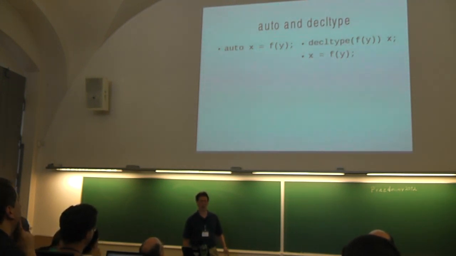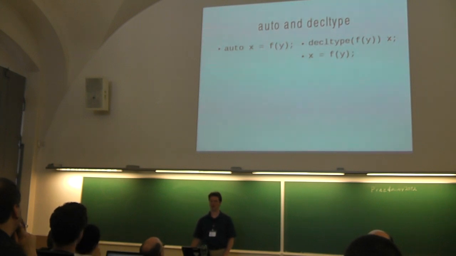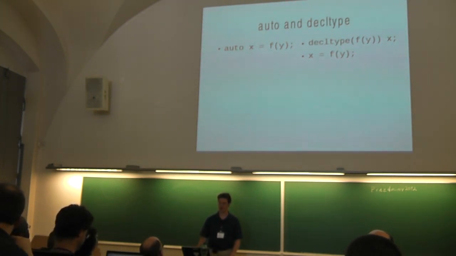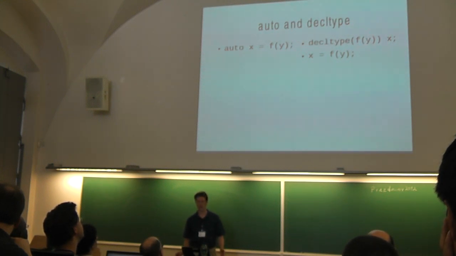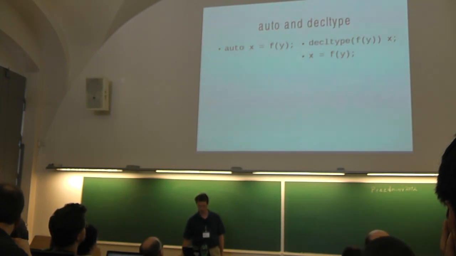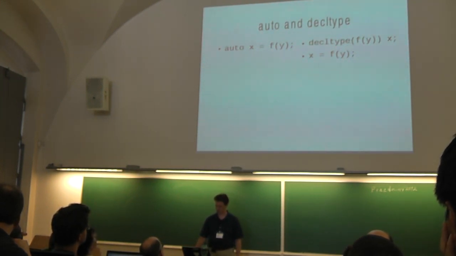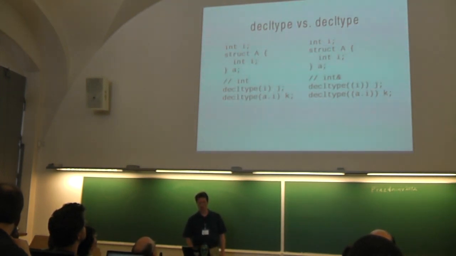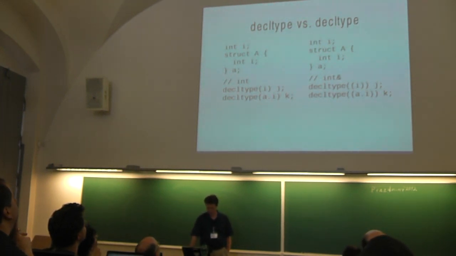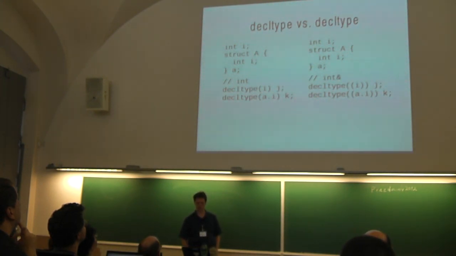So in cases where you aren't actually initializing a variable, there's the new keyword decltype, which is basically the same as the GNU extension typeof, with a slight difference that we'll see on the next slide. Now, this is something that I argued against, but was overruled. Depending on the form of the operand, decltype can have different meanings.